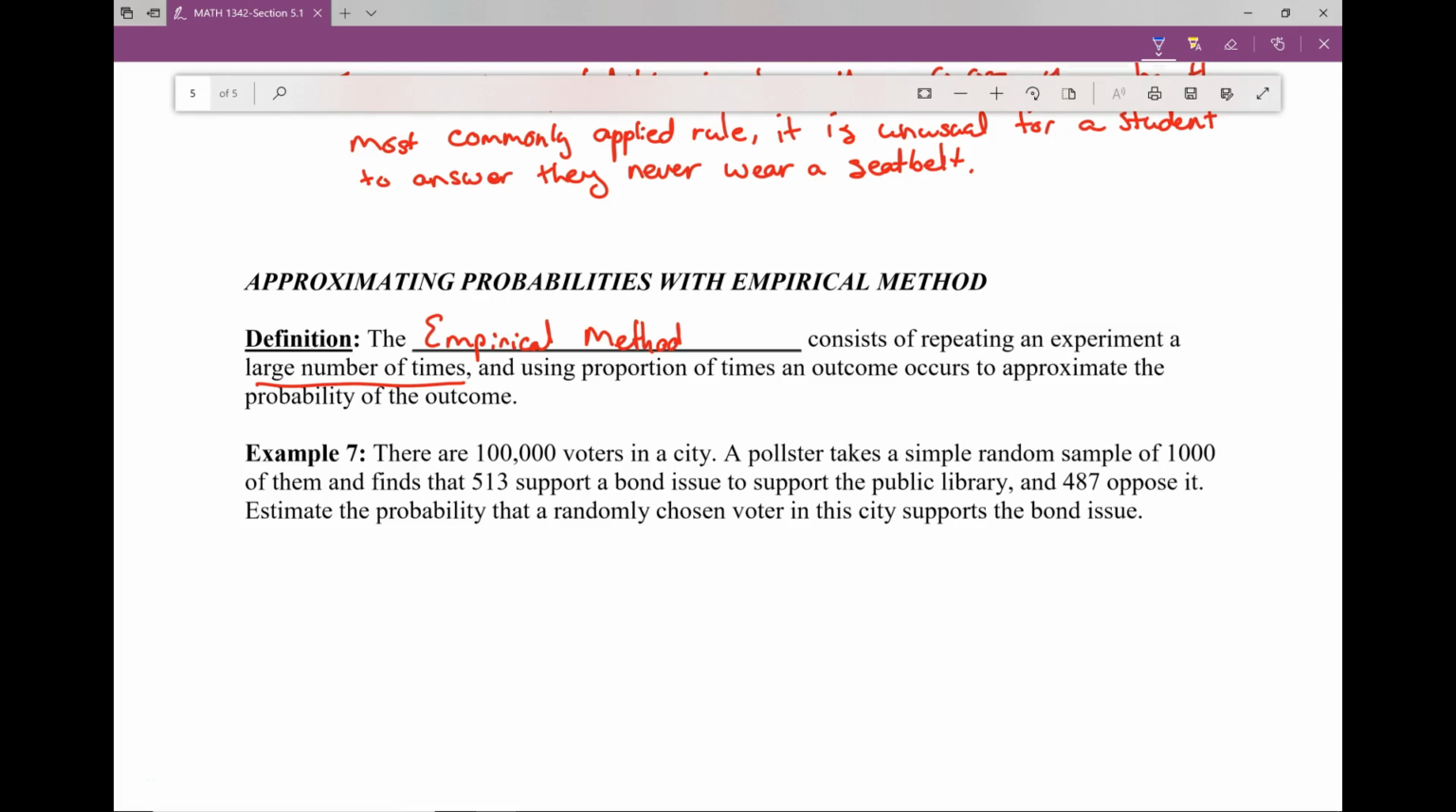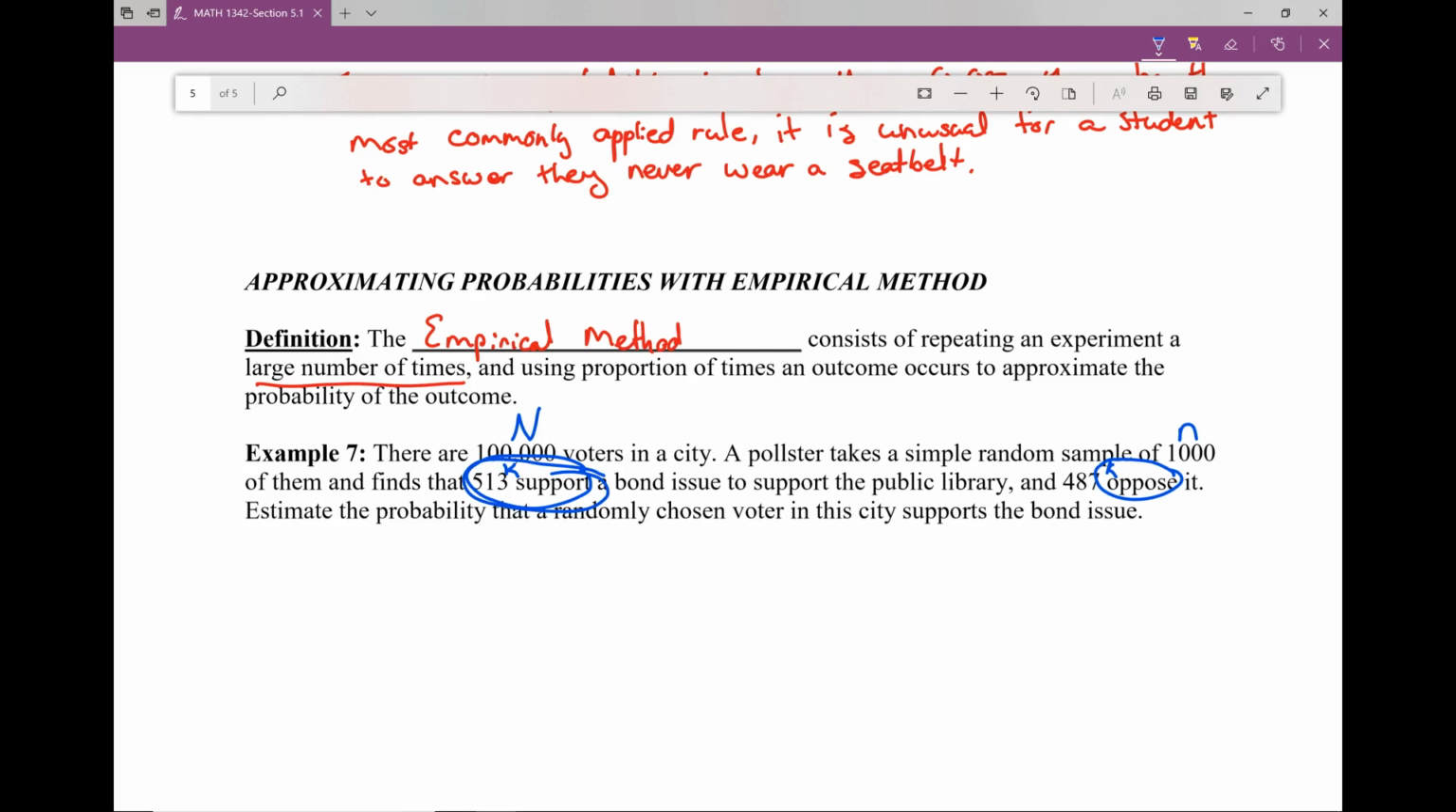So there are 100,000 voters in a city. This is your capital N, your population size. A pollster takes a simple random sample of 1,000. That is our lowercase n, our sample size. And they find that 513, that's our K, support a bond issue to support the public library. And 487, this is our K for opposition. Remember, this is our K for support. Estimate the probability that a randomly chosen voter in this city supports the bond issue.